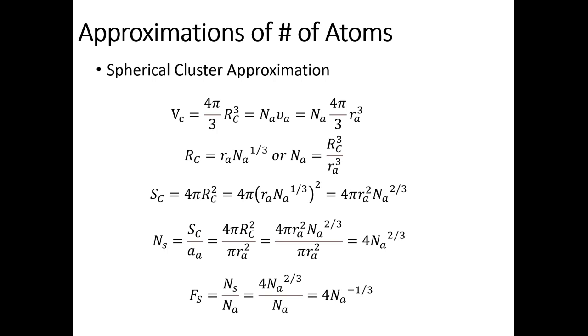4 pi r squared, and here we have r. So what's Na again? Na is the number of atoms. N is the number of atoms, Vc is the volume of the cluster, Rc is the radius of the cluster, and little r, A is the radius of the atom. So the radius of the cluster is the radius of the atom times the cube root of the number of atoms. It's just algebra.